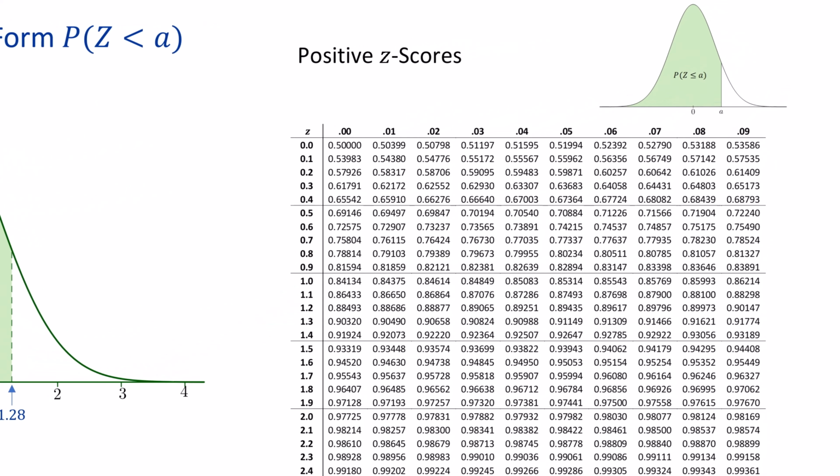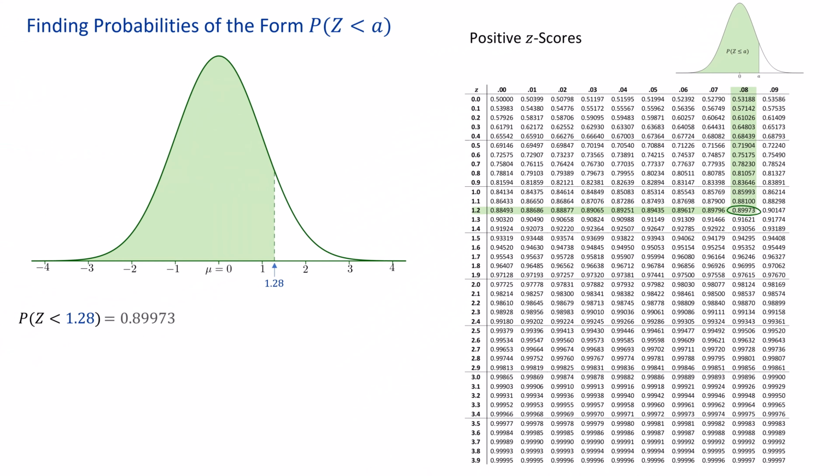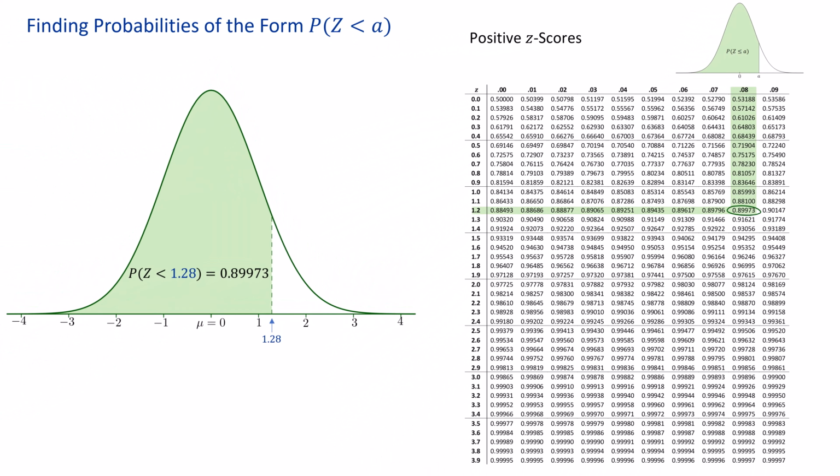So let's go to the first column to find the row containing the z-score to the 10th place. So we want to locate 1.2. Then we're going to go along the top row to locate the column that contains the 100th place of the z-score. So we want to find 0.08. We will find the probability that z is less than 1.28 at the intersection of the row and column, which is 0.89973. This probability represents the area under the curve.